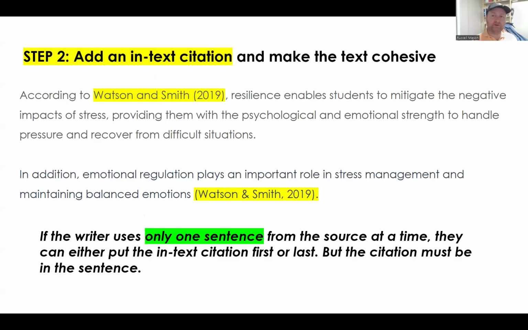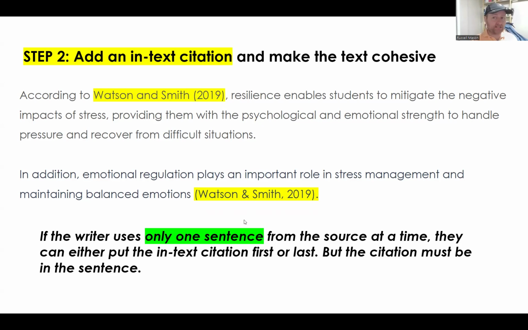If you use only one sentence at a time, or only one sentence from a source, then you need to put the in-text citation in that sentence. So we have an example here. This is just one sentence, capital letter at the beginning, a period at the end. So in this case, we must include the in-text citation. You have a choice. You can put it at the start, in which case you use the word and, or you can put it after the information at the end of the sentence, in which case you use the and sign.